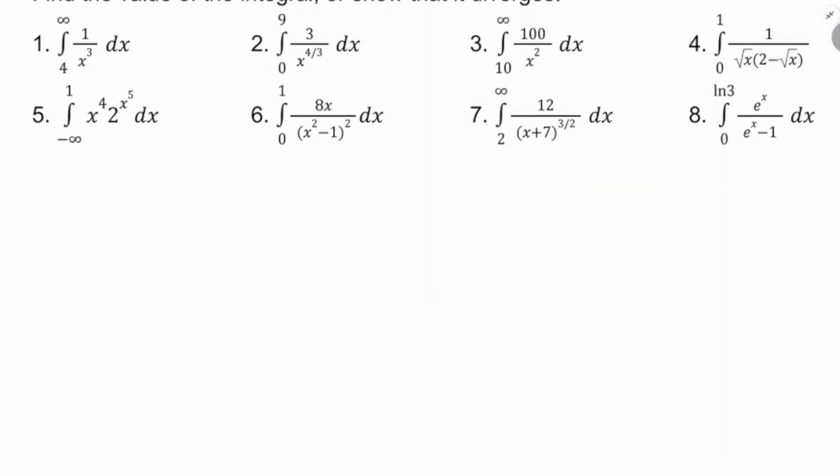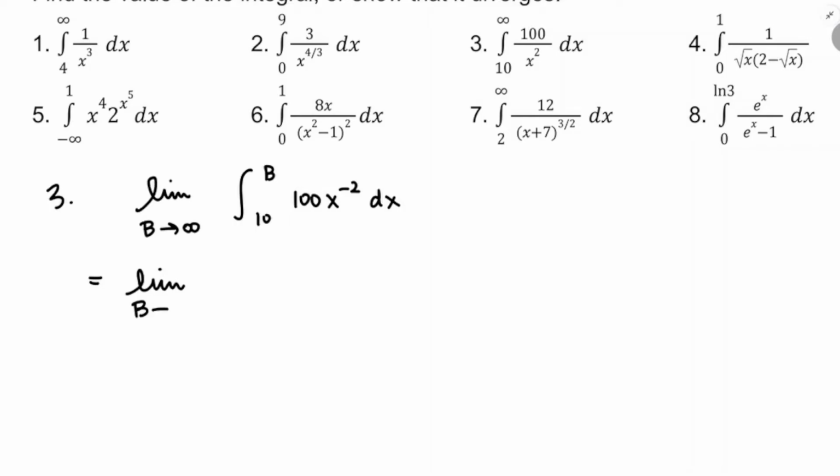All right, number 3, the integral from 10 to infinity of 100 divided by x squared. Okay, so that'll be the limit as the upper bound approaches infinity of the integral from 10 to b of 100x to the negative 2 dx. Okay, now we could just keep writing b approaches infinity and then say, okay, antiderivative for x to the negative 2 with respect to x is going to be negative x to the negative 1, from 10 to b.